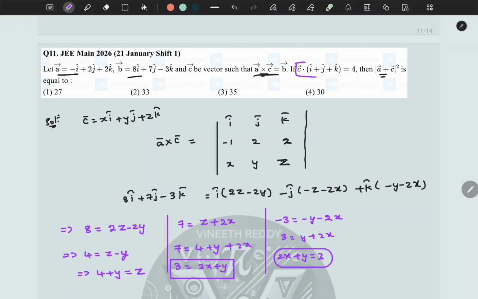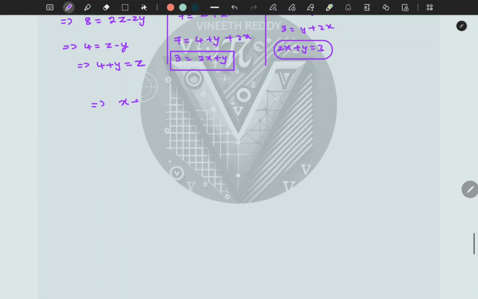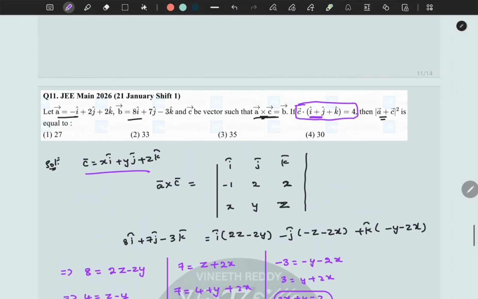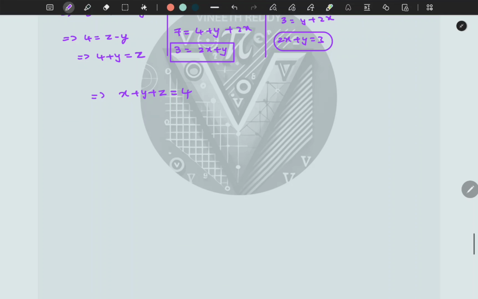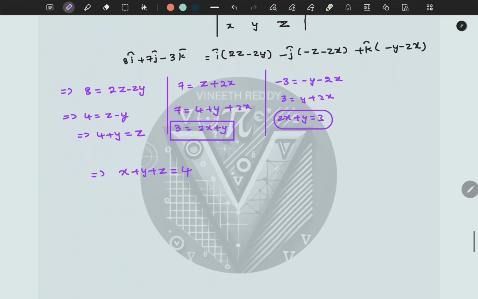Yeah, we can make use of this. C dot, this is 4, right? That means what is C? C is xi plus yj plus zk, and dot of that with i plus j plus k is 4. That means what will C dot this be equal to? That will simply be equal to x plus y plus z. So we can definitely say x plus y plus z is equal to 4, right? I hope you understood this, dear students. I think you know how to find dot product of C with this, okay?